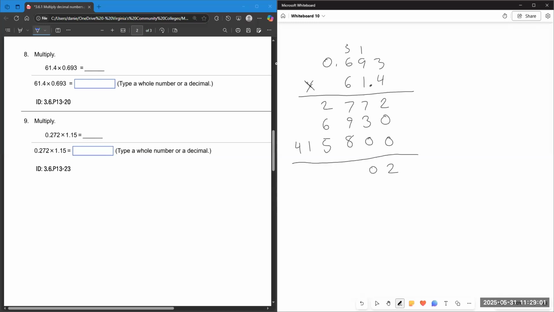2, 10, 8, 17, 25. 4, 10, 15. And then we need 4 places after the decimal. So that's 42 and 5,500 ten-thousandths.